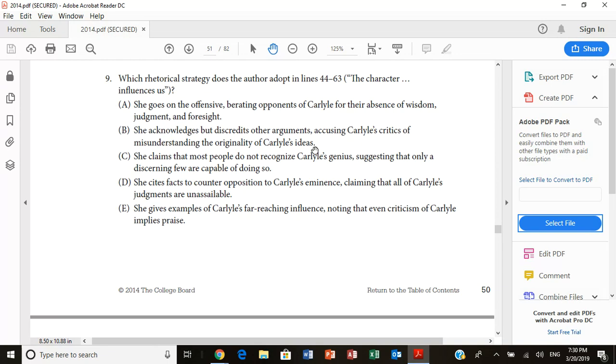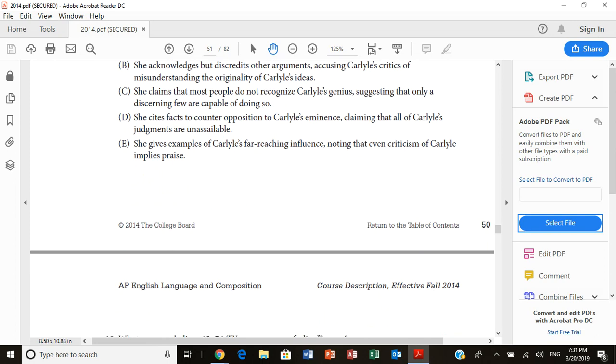Okay, so let's see if we can find a detractor here that gives us that reply. All right, again for number 9. She, because the author here is a she, goes on the offensive, berating opponents of Carlyle. Oh, no, she doesn't. She acknowledges but discredits other arguments. No, she says that they might have a point, but that doesn't mean that he isn't overwhelmingly interesting and important. She claims that most people do not recognize Carlyle's genius. No, she says that most people do, most people of her era do, but that there are plenty of people who have their own opinions about certain aspects of his work.